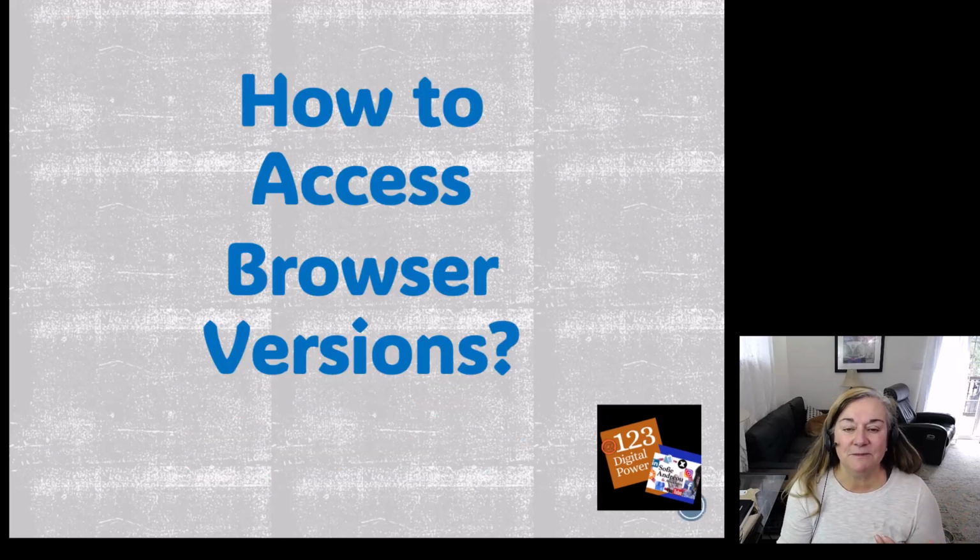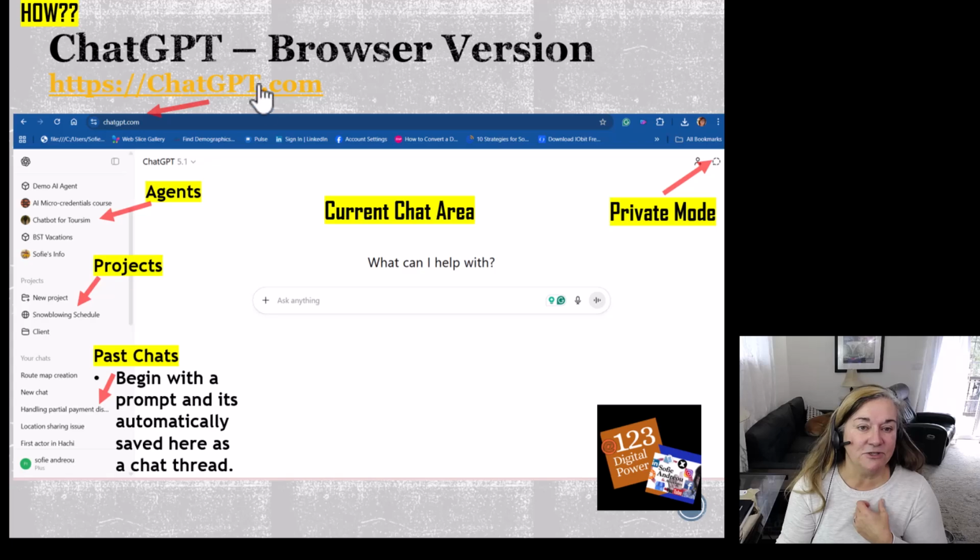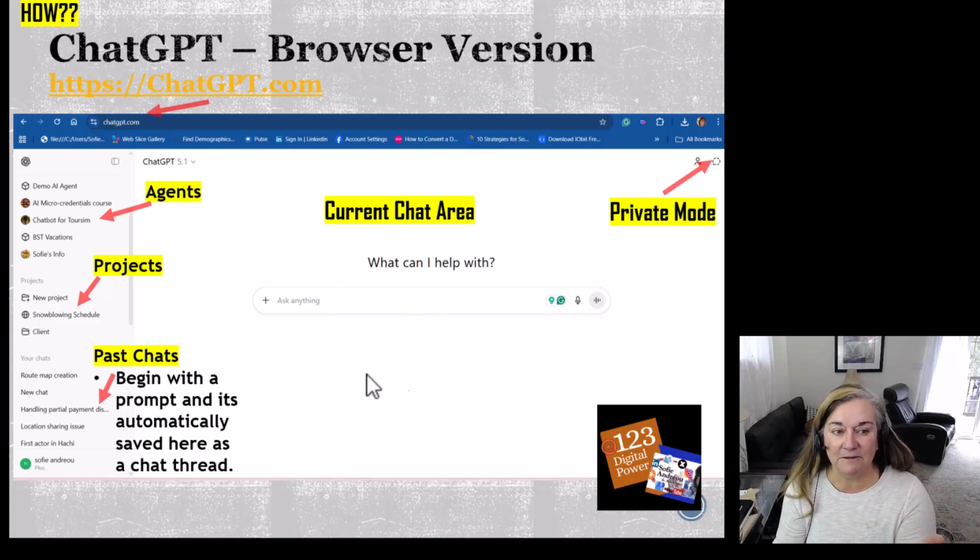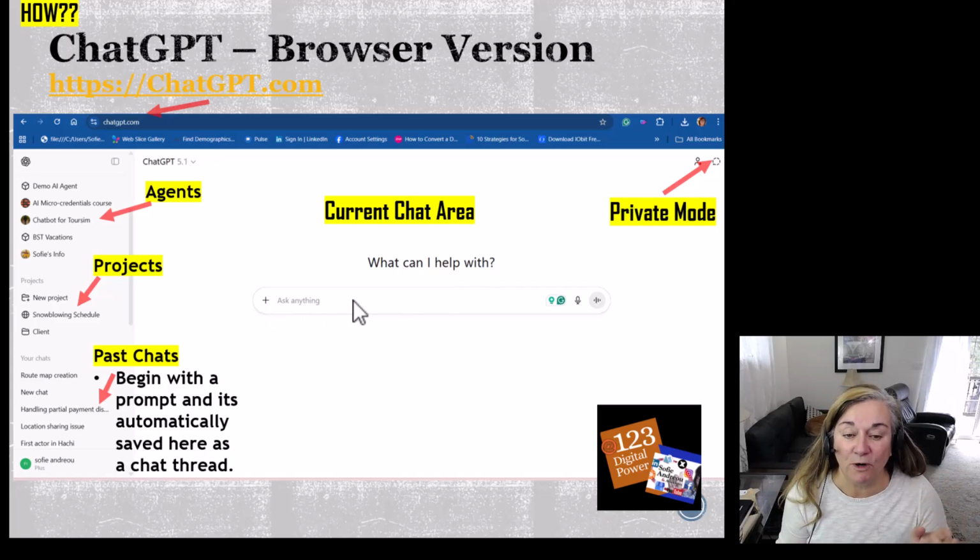But how do you access the browser version? Just like this. So chatgpt.com is how you would access it. And these are the things you see on here. When you first come to it, you're going to have in the middle here, "What can I help with?" And this is where you can ask anything. That is where the prompt goes. Right here in the middle is where the prompts go.